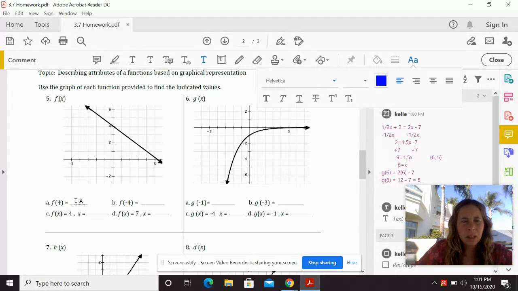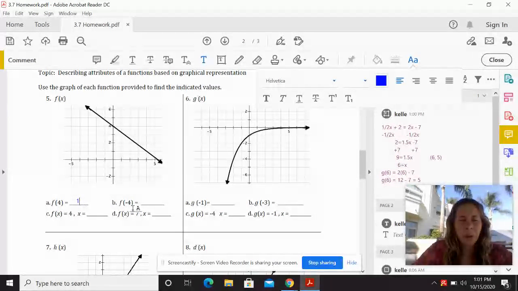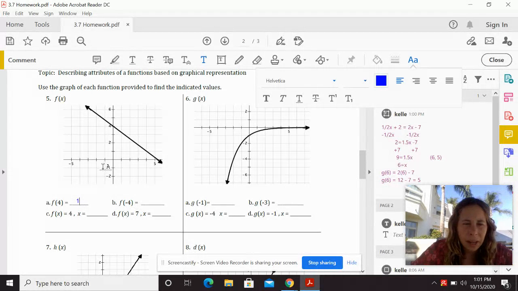So they're saying x equals 4, what's the y value? Let's go over to x equals 4, which is right here, 1, 2, 3, 4, and y is 1. Boom. Then f of negative 4, same idea. You're going to substitute; our x value is negative 4. What's our y value?